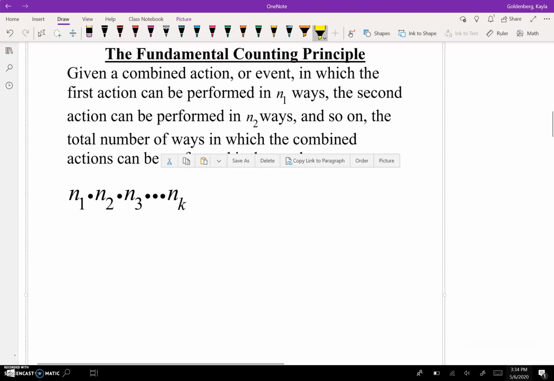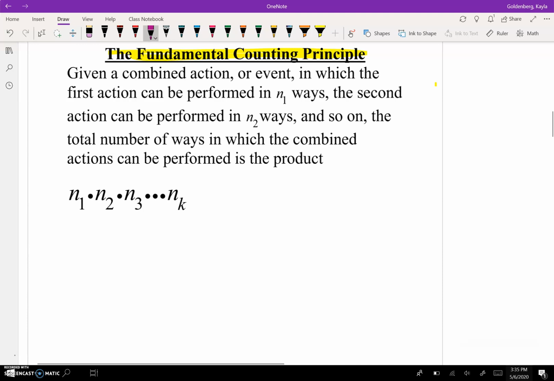This is what's called the fundamental principle of counting. It's the idea that if you have multiple choices that you are making, and you want to know how many options you have for the outcome based on those choices, you take the number of options for choice number 1, times the number of options for choice 2. So what we did was number of options for appetizer times number of options for entree, and so on and so forth.